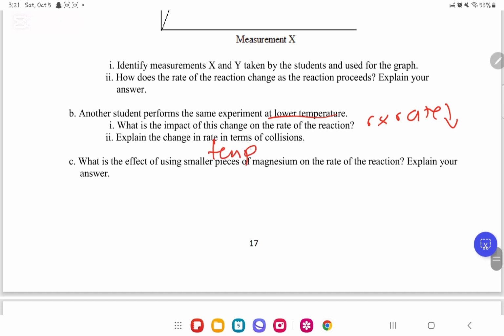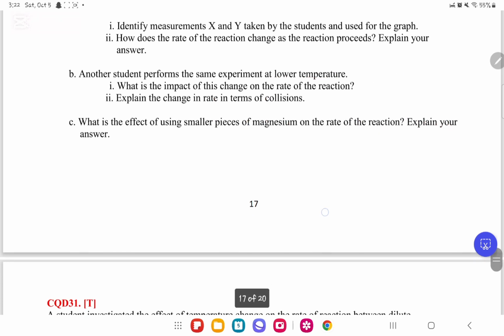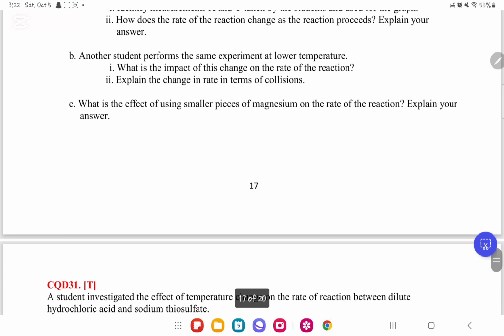As the temperature decreases, then the kinetic energy decreases. Then if the kinetic energy decreases, then effective collisions decrease. Then since effective collisions decrease, our reaction rate will decrease. So this is in terms of collisions, why it changed.